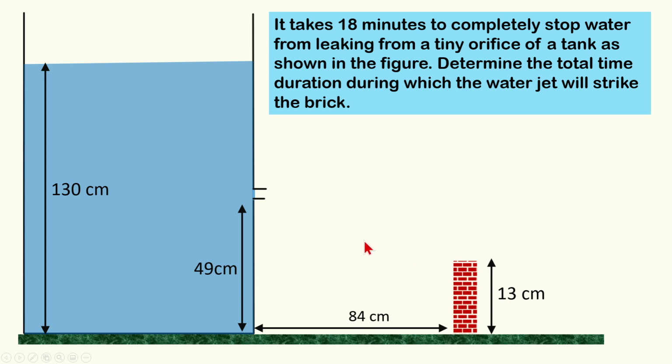We have to determine the time duration during which the water coming from this orifice is actually hitting the left surface of the brick. We are not considering the water hitting the top part, right? Only when the water coming from this orifice is actually hitting the left side of this brick. And it takes 18 minutes to completely stop water from leaking from this orifice, right?